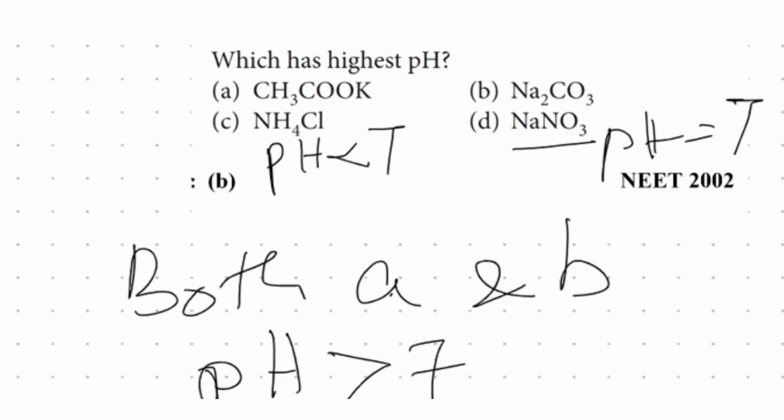Sodium carbonate, because 1 mole of Na2CO3, on hydrolysis, will release 2 moles of NaOH, whereas 1 mole of CH3COOK will release only 1 mole of KOH. So the correct answer is option B. Okay, sodium carbonate. Coming to the next question.